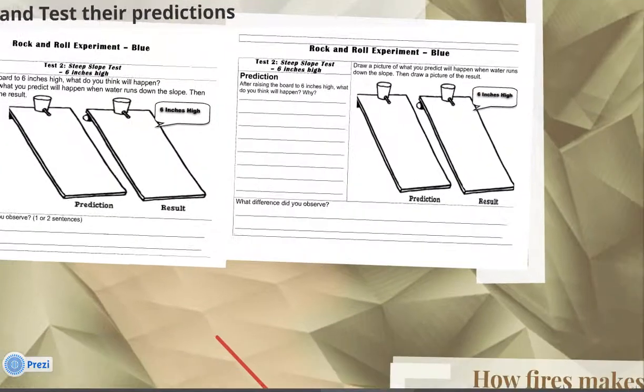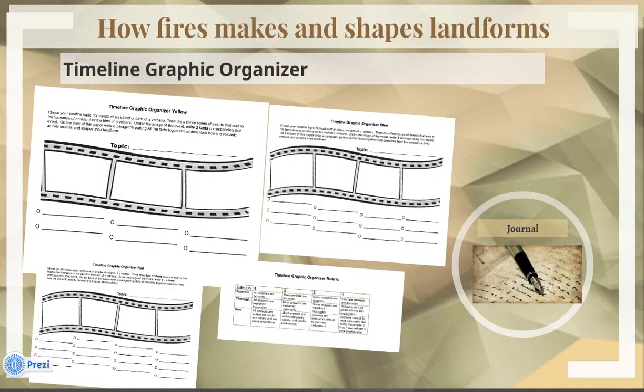After this gets eroded, we're going to go down to session 4, which we're going to talk about volcanic activity. The title is How Fire Makes and Shapes Landforms. So the students are going to be able to arrange the volcanic events that lead up to the formation of either an island or a volcano using their timeline graphic organizer. So this will happen after the lesson. This will be activity number 1.